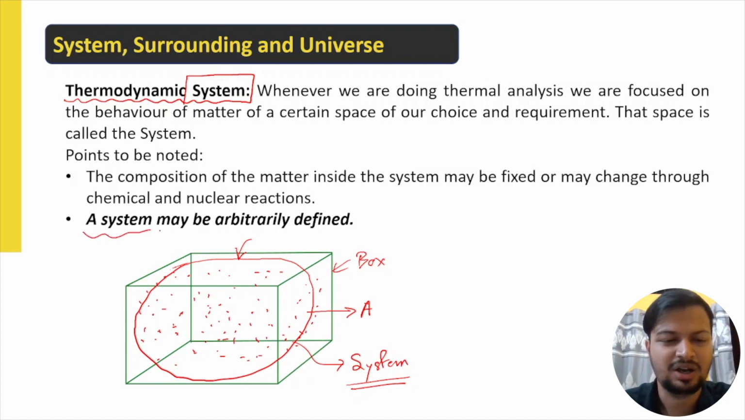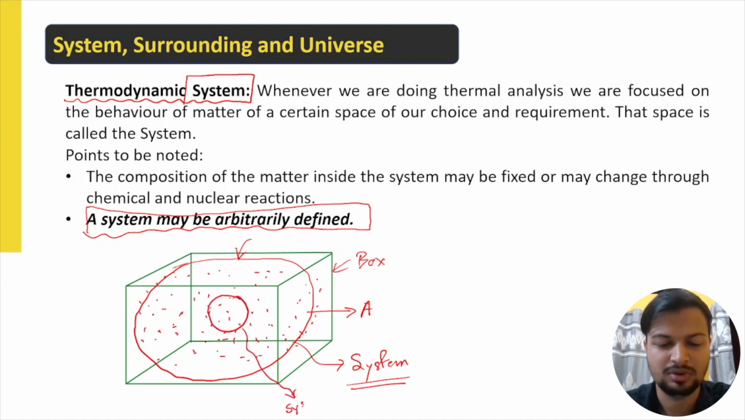And the system can be arbitrarily defined. This is a very important point. We can take this small region to be our system also. This can be our system also if we want, according to our requirement. This space can also be our system, and this whole box also can be our system. So according to our requirement, we can select any space as our system.